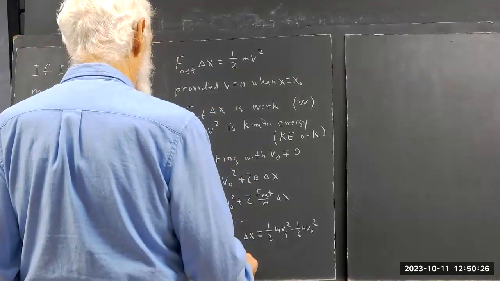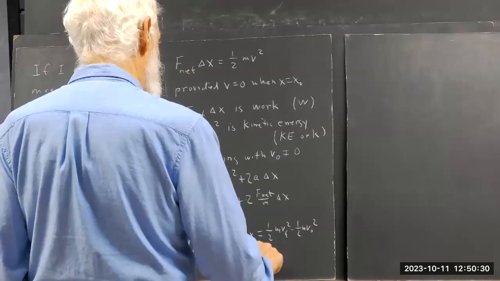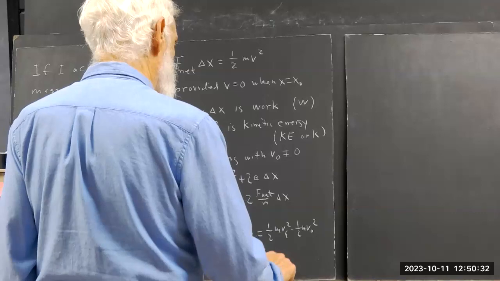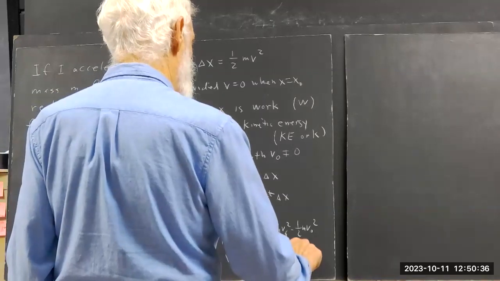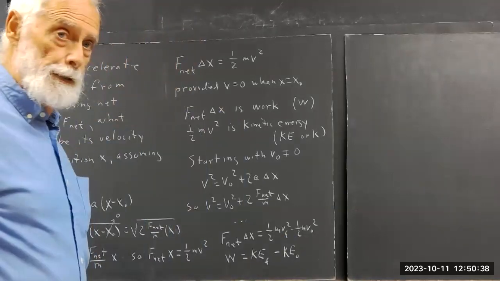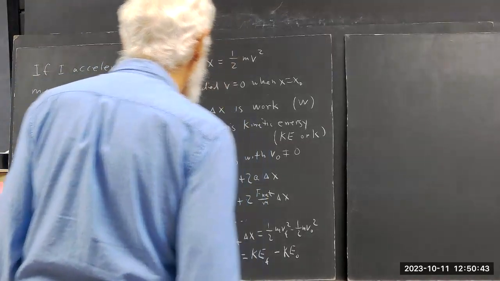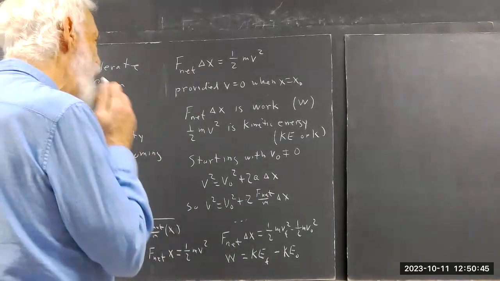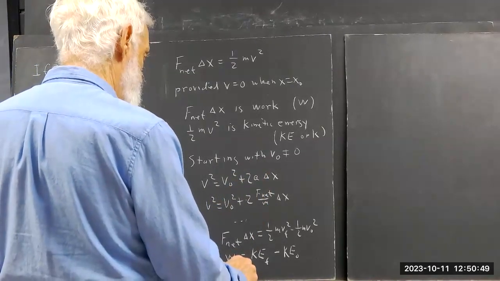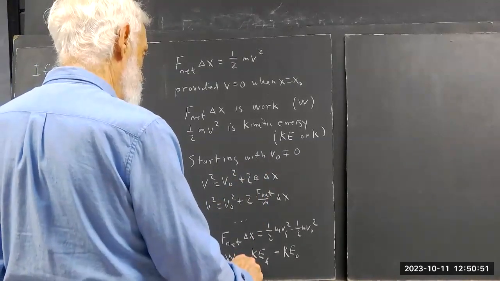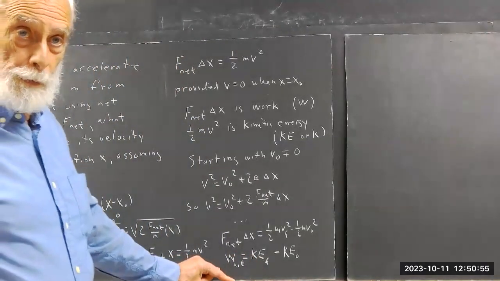So the work equals final kinetic energy minus initial kinetic energy. The other thing is, this is the work done by the net force. So I want to be very careful to write net as a subscript on work.